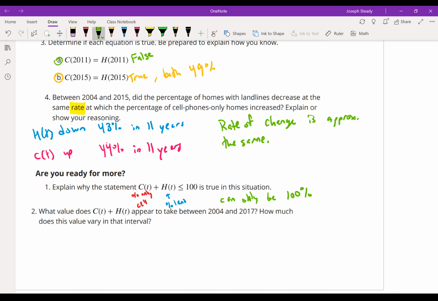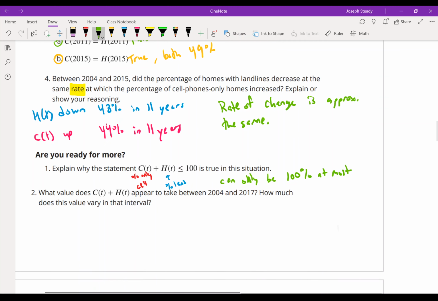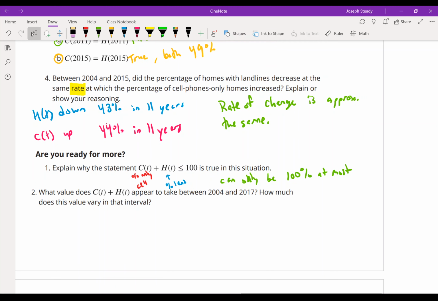Sorry, that h looks kind of like an n. The second question we're asked to think about is what value does C of t plus h of t appear to take between 2004 and 2017?